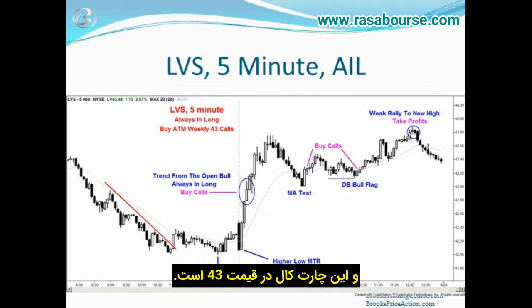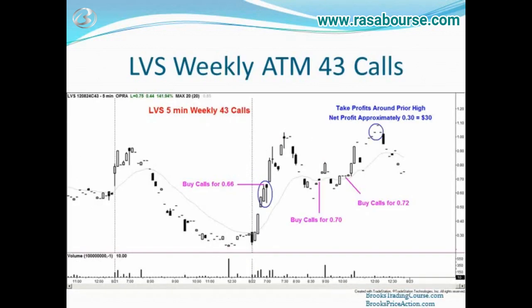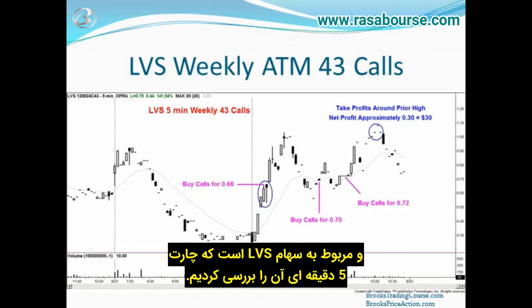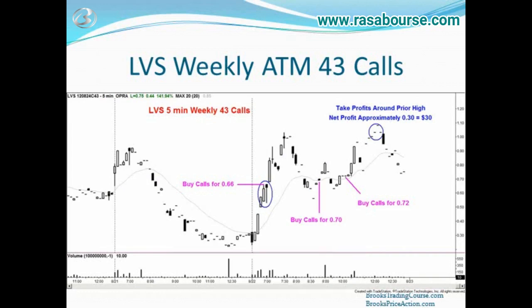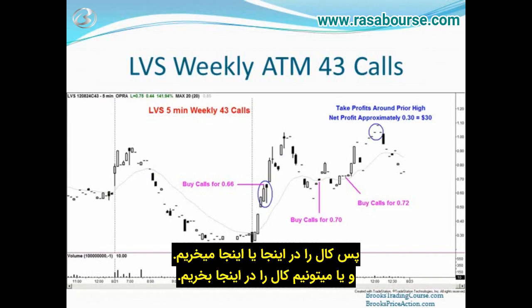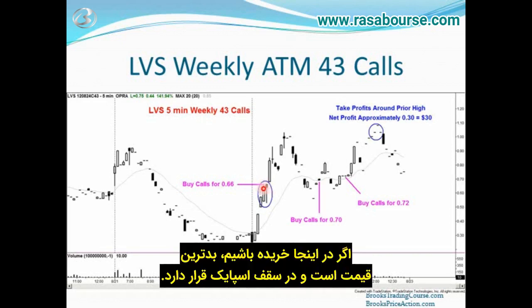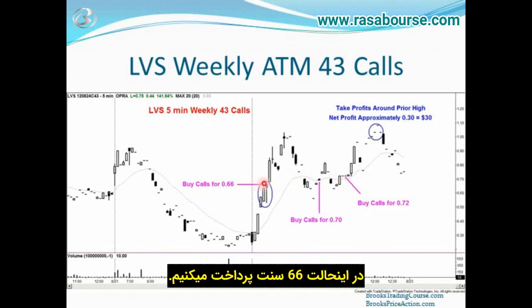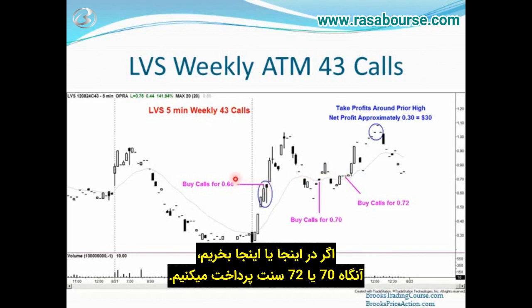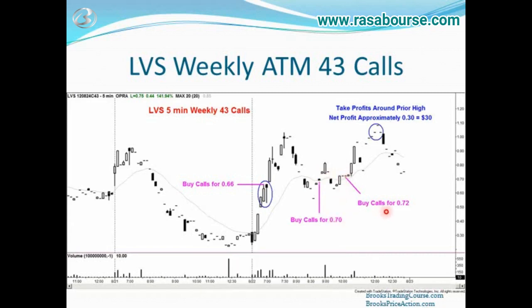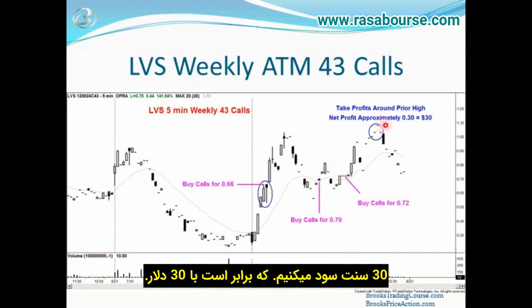And this is the chart of the 43 calls, again, for that Las Vegas Sands 5-minute chart that I just showed. So you buy your calls here, or you could buy your calls here, or you could buy your calls here. If you bought them here at the worst price at the top of the spike, you paid 66 cents. If you bought on the 5-minute bar that broke out on the 5-minute chart here or here, you paid about 72 cents. And if you exited up here, you would have had about 30 cents profit, which is $30.